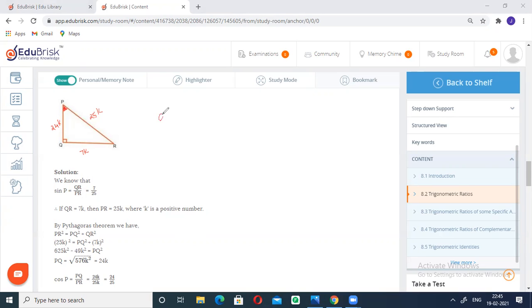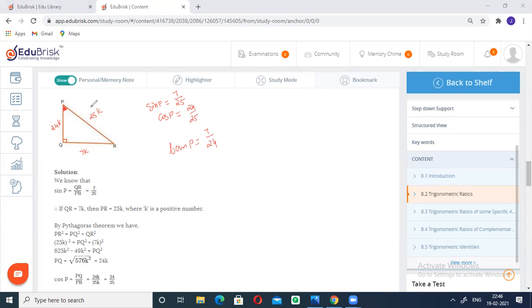So cos P will be equal to 24 divided by 25. Sine P is already given, which is equal to 7 on 25. So tan P will be equal to, just divide these two, so you'll get it as 7 by 24. And cosec P will be 25 by 7, sec P will be 25 by 24 and cot P will be 24 by 7.